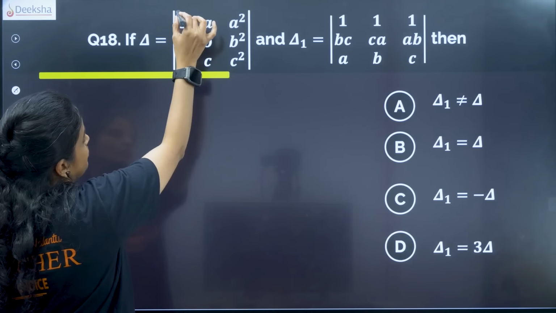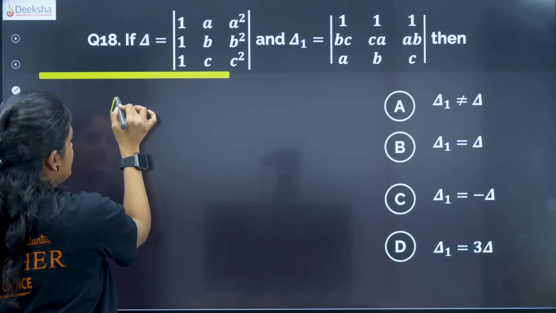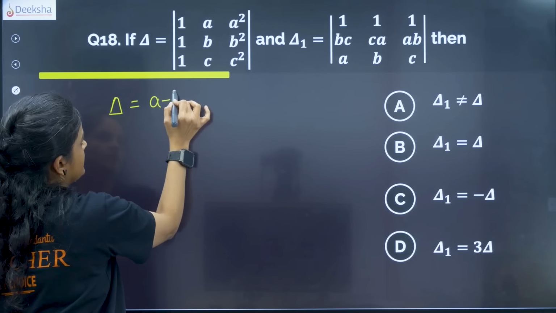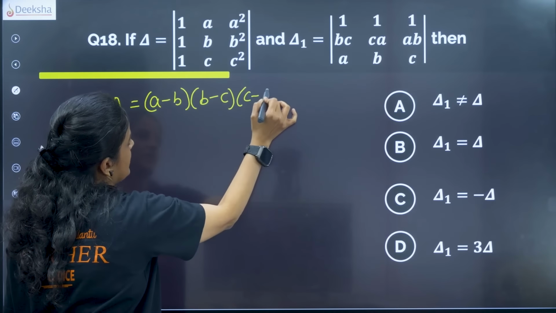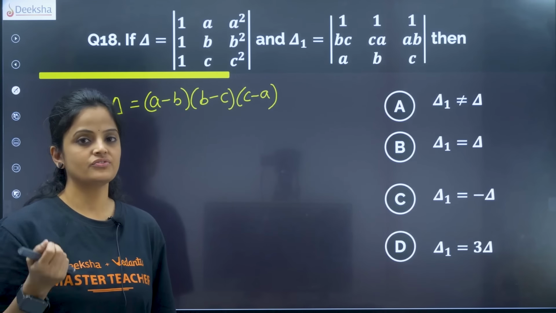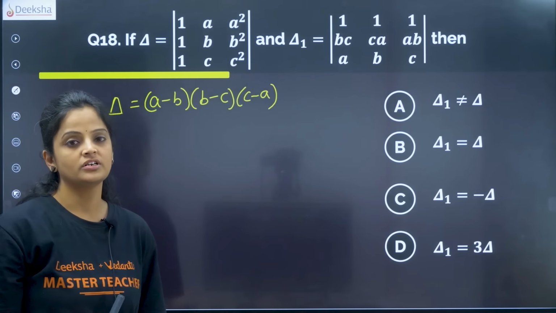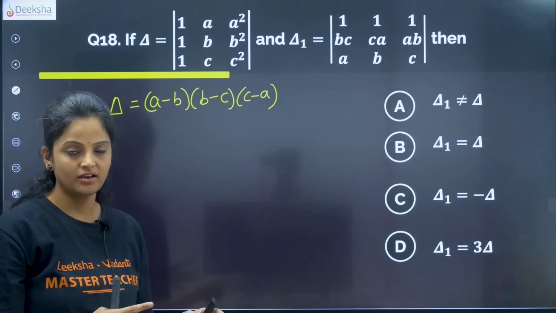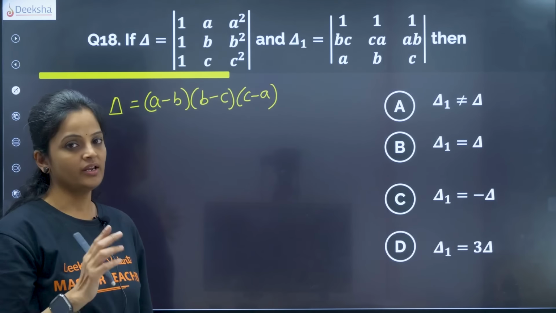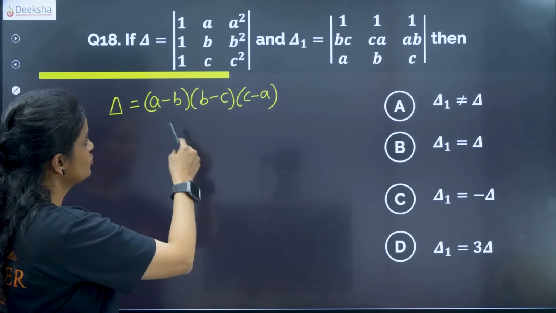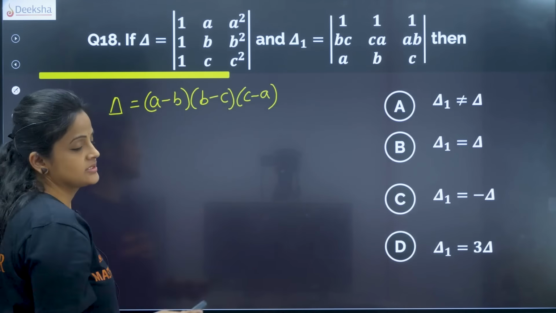When you have the determinant with rows 1 1 1, a b c, a square b square c square, I remember it as (a minus b)(b minus c)(c minus a). This was a standard one which we have already proved in the properties of determinant. Yes, the properties of determinant topic is taken off, but still a question will be there here in the competitive part. At least one question we will get.